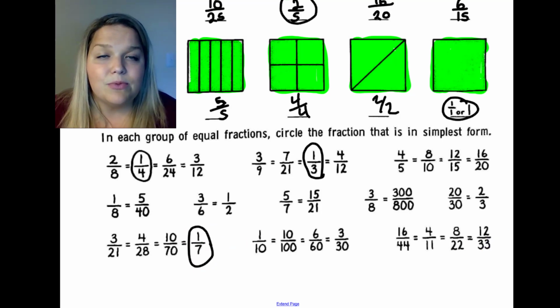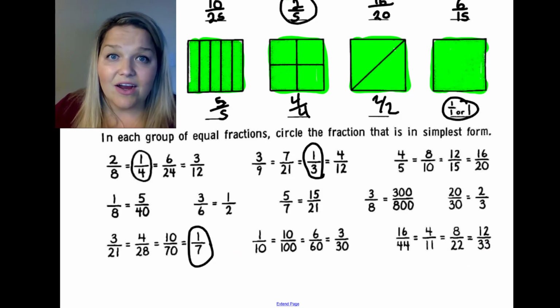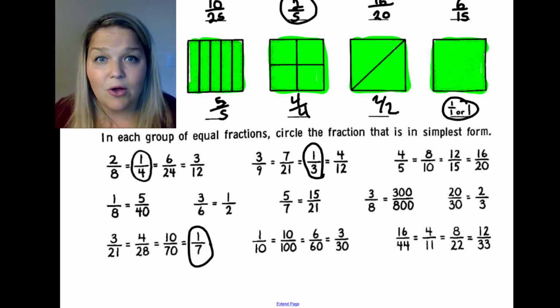Well, now that we know what simplest form is, how do we get there? How do we express it? Let's keep going.